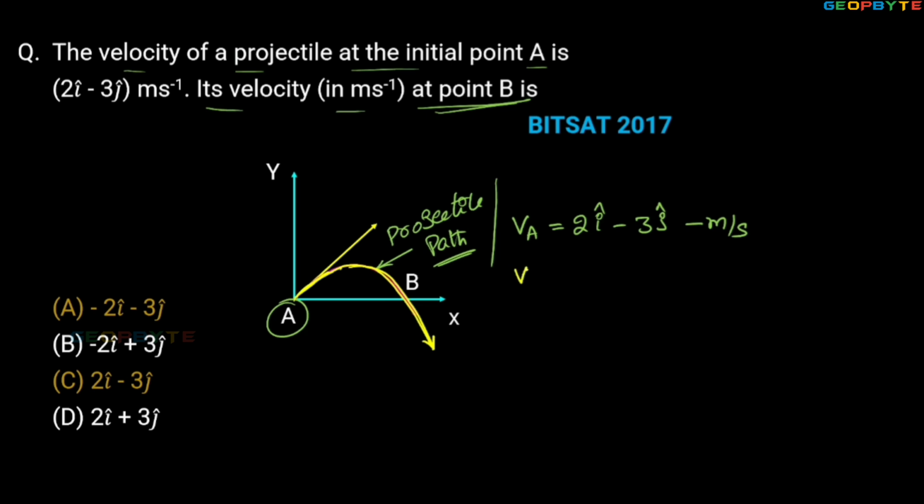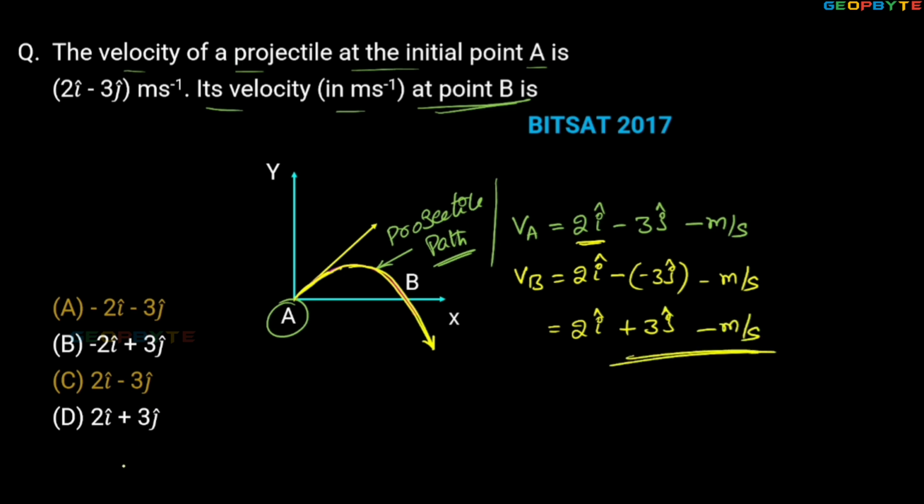For that, the velocity at B, the x component of velocity cannot be changed, but the y component of velocity is reversed. Minus of minus 3 j cap meter per second. It is equal to 2 i cap plus 3 j cap meter per second. That is the answer. Velocity at B equal to 2 i cap plus 3 j cap. Option D is absolutely correct. Similarly, let us take another important problem.